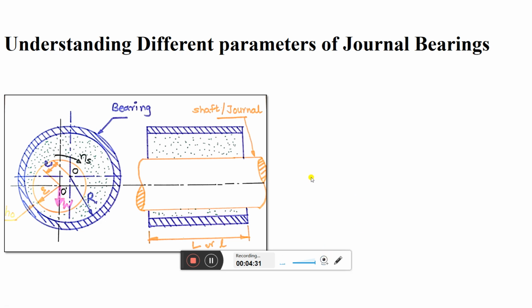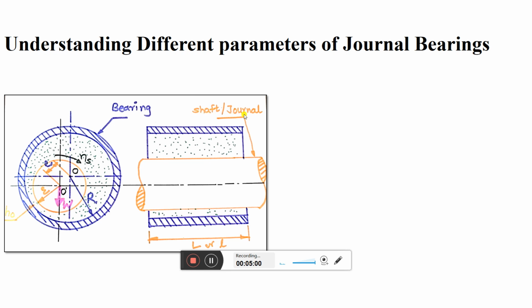So first of all, here we have the side view and front view of the journal bearing. You can see now what the bearing is and what the journal is. There is a difference between the bearing and the journal. Journal is generally the rotating part of the hydrodynamic journal bearing. Then the shaft is a rotating member, which is also called the journal.